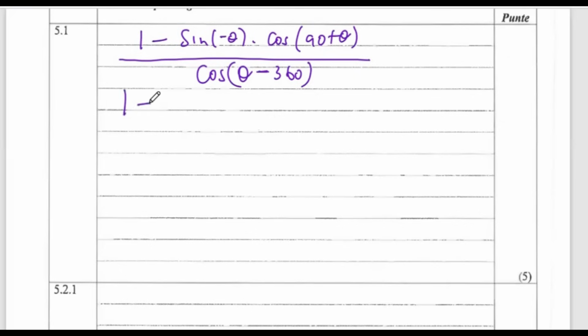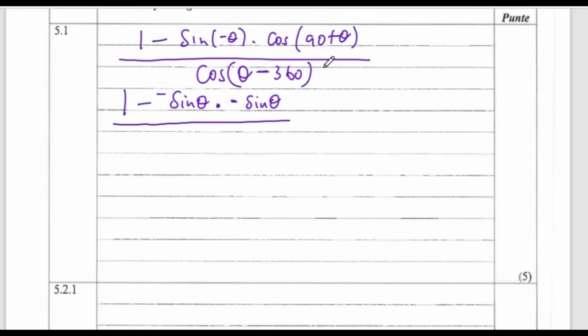Okay, so that's 1 minus the sine of the negative angle, which is the same as putting the negative outside, so that means the positive angle. I'm multiplying by the cos of 90 plus, which must give us a negative sine of the angle. You can open this using compound angles, but we know from our reduction of complementary angles that cos must give you sine and sine must give you cosine.